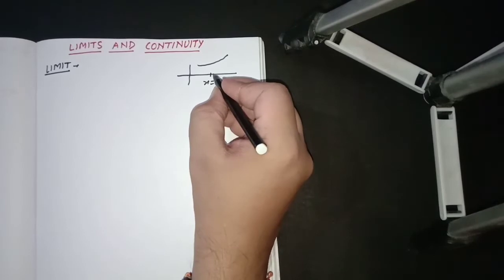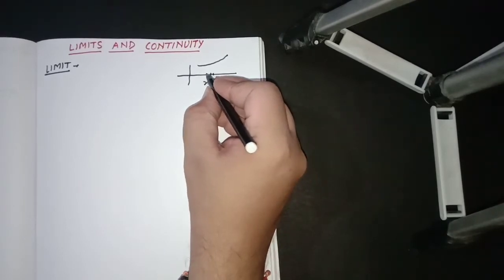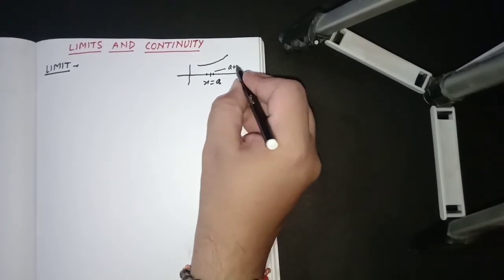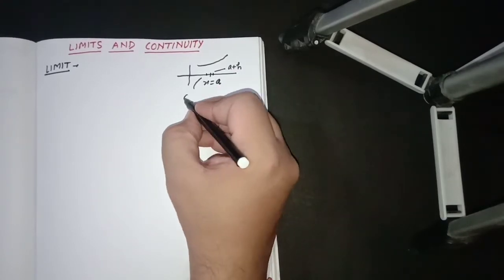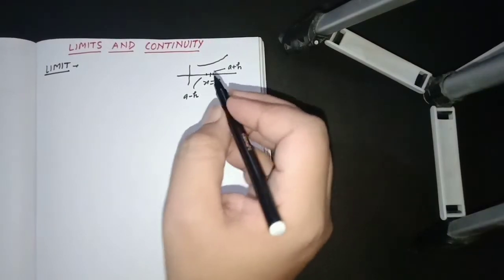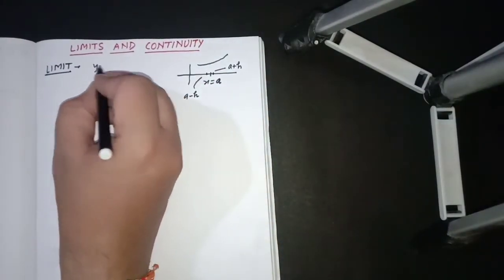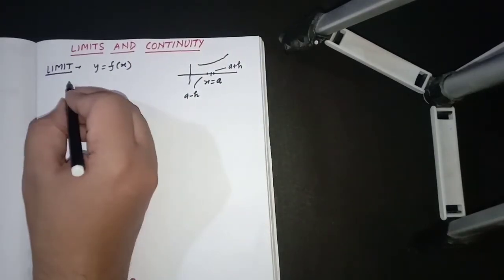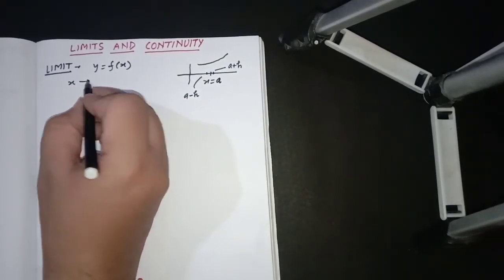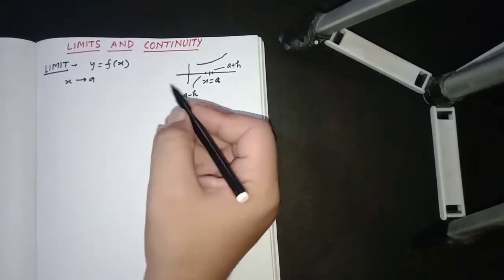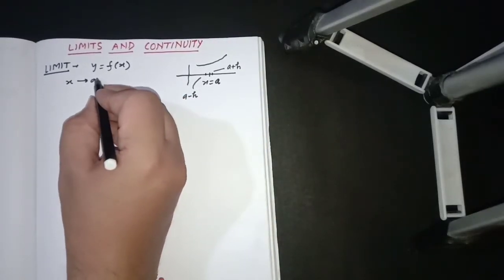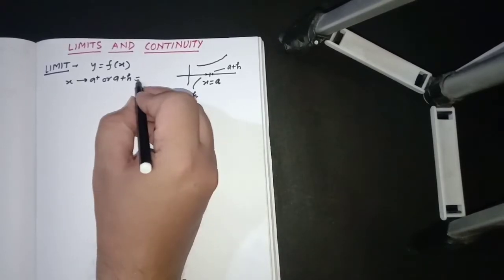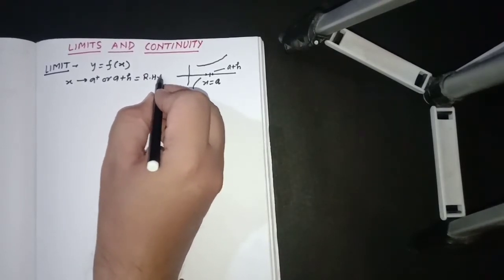Now we have to take two points in the neighborhood of a. Suppose one is a plus h and the other point we have taken is a minus h. Now let y is equal to f(x) be a given function, and when the value of x approaches a from the right side, that is x tends to a plus or a plus h, then it is known as the right hand limit.